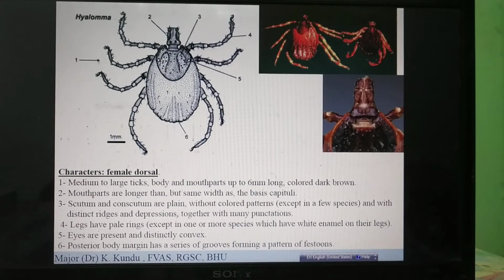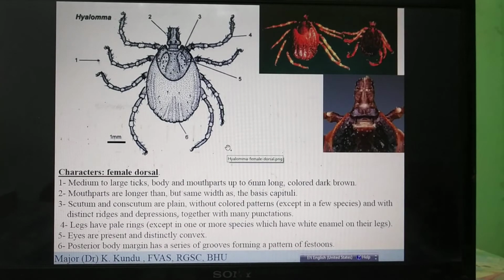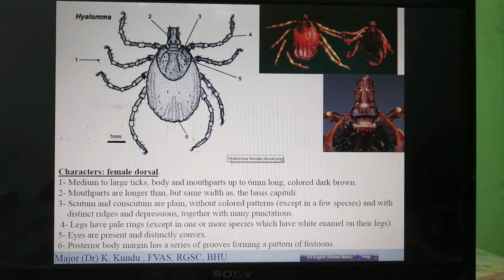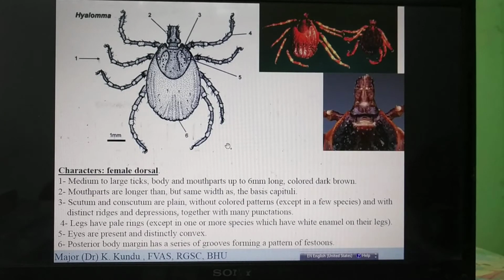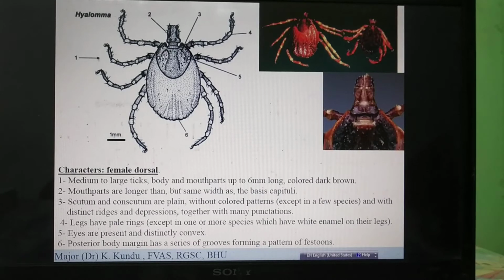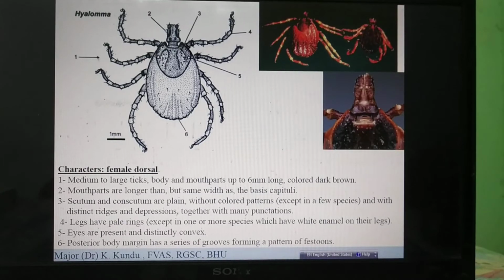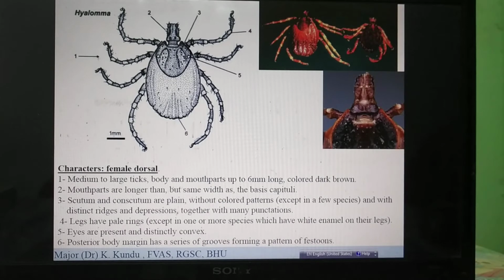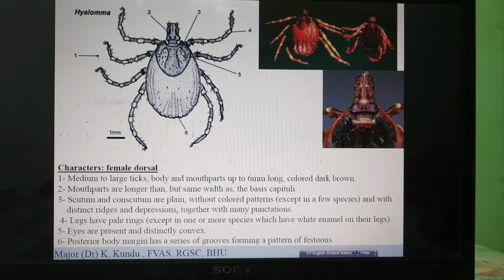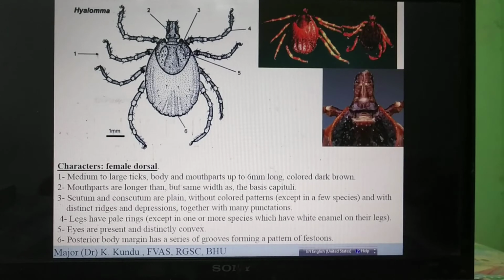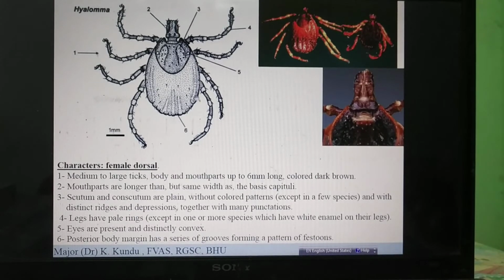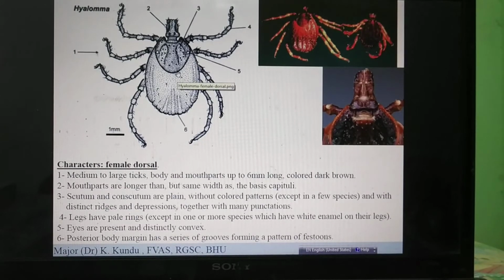Okay. Coming to the next genus, that is Hyalomma. Now the important species in India we have is Hyalomma anatolicum, which is responsible for transmission of Theileria annulata. It is also responsible for transmission of Crimean-Congo hemorrhagic fever. It is also responsible for transmission of Theileria lestoquardi, Theileria ovis, and Anaplasma ovis. Now let us see the important characters.